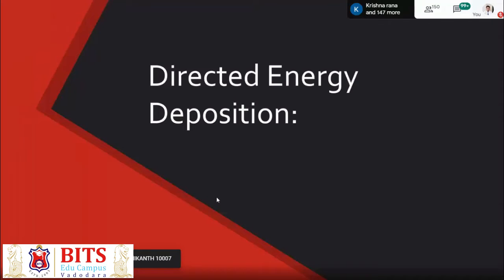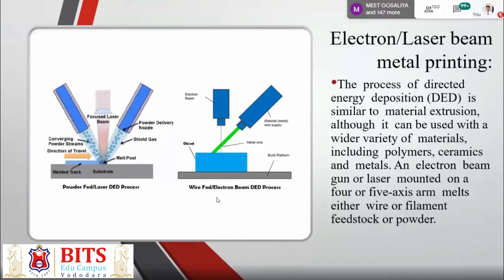So, in the direct energy deposition technique, I think most of you might have seen thermal sprays, normal TIG, MIG welding. The idea is very straightforward. You know, in electron or laser beam metal printing, you have a laser beam or an electron beam being focused, and you're slowly starting to add in a small stream of metal powder, or maybe a metal wire feed, which actually gets melted and gets deposited.